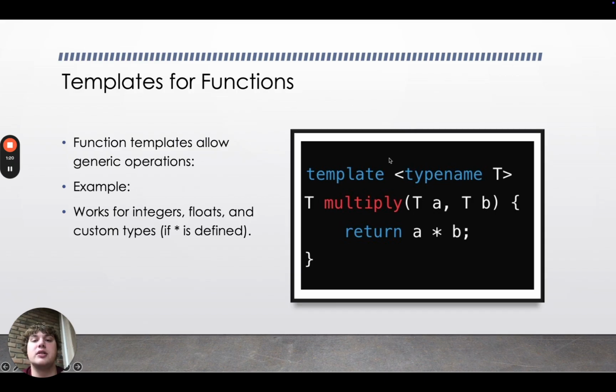Templates for functions. Let's take a closer look at function templates. Here's a basic example. This function can multiply two values of any type, whether they're integers, floating numbers, or even custom types, as long as the star operator is defined for those types.